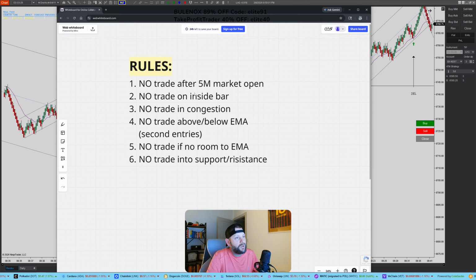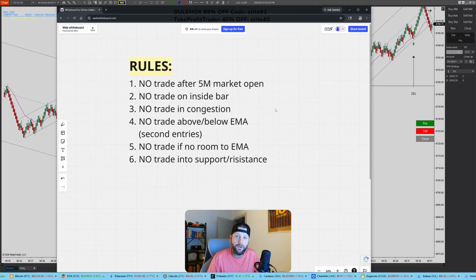Second rule, no trading inside bars. Again, with these bars you don't see inside bars too often. I think I've seen a couple in the past 3 months, but most of them are in congestion, which I don't trade, as you can clearly see. Rule number 3, no trading congestion. What is congestion to me? It's 3 overlapping bars, and I'll show you what that looks like.